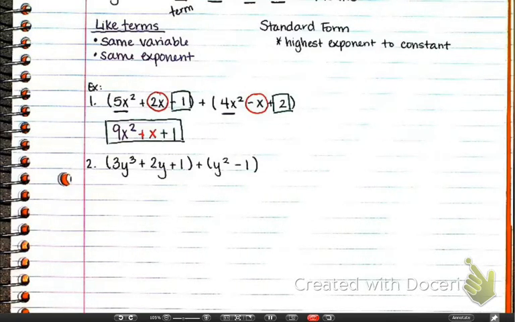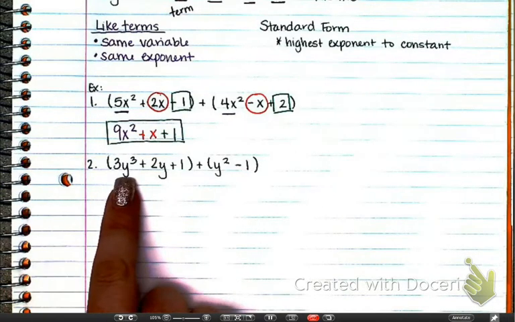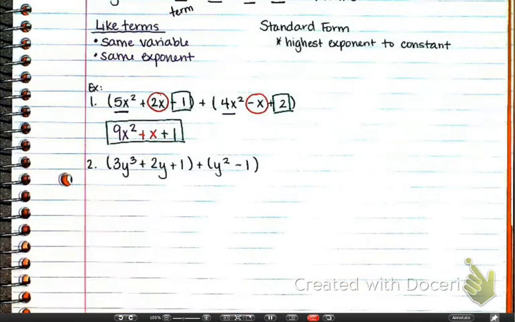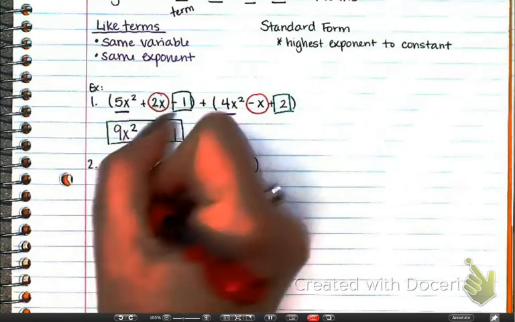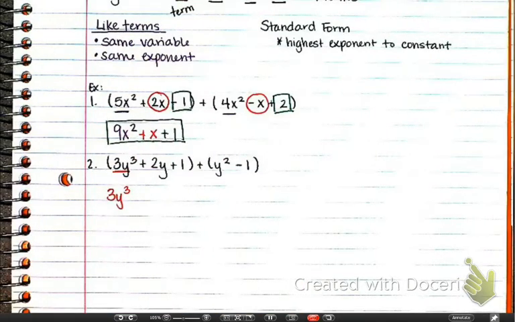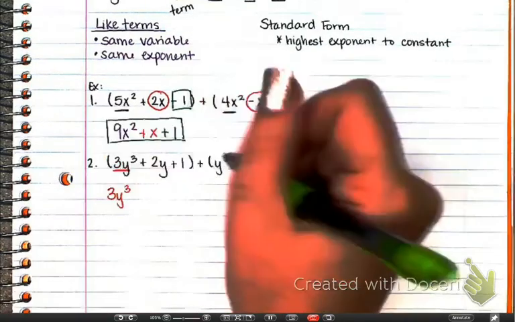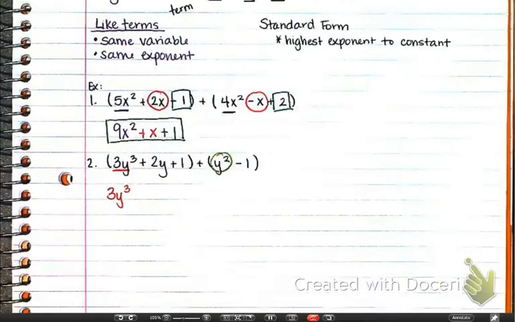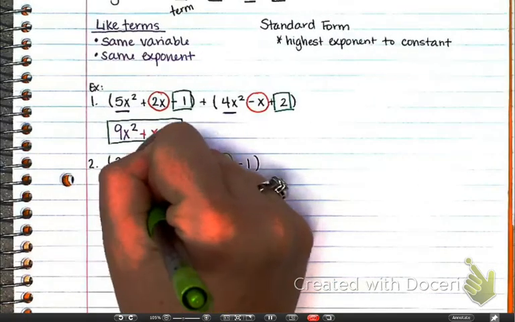Okay, highest exponent, 3. I see a 3y to the third. Do you see anything else? Nope. So we're just going to write 3y to the third. Okay, what's my next highest? Y squared. Is there anything else I can add with that? Nope. So we're just going to rewrite it.